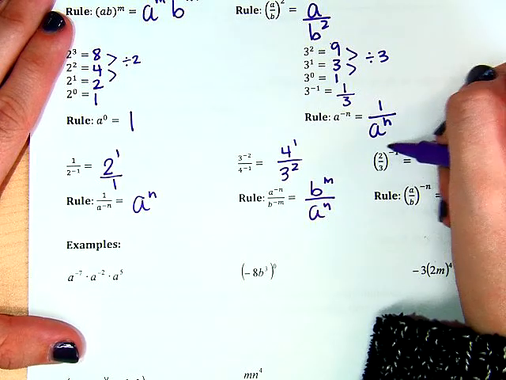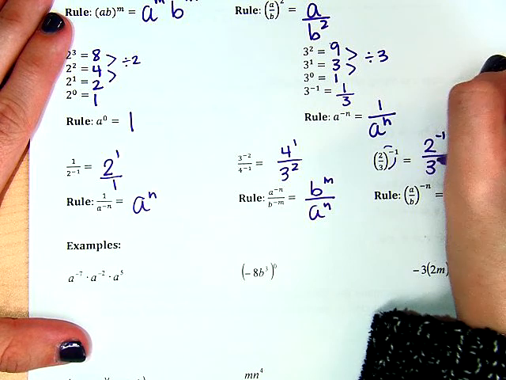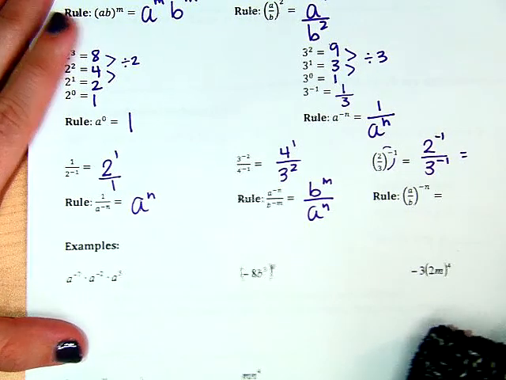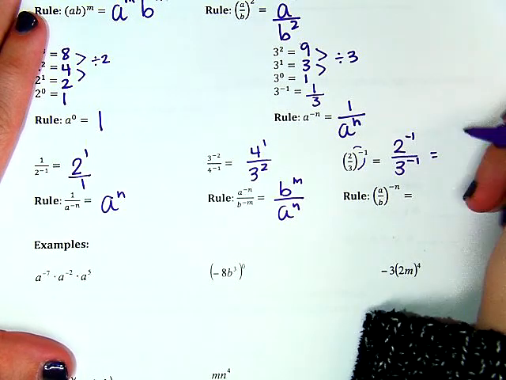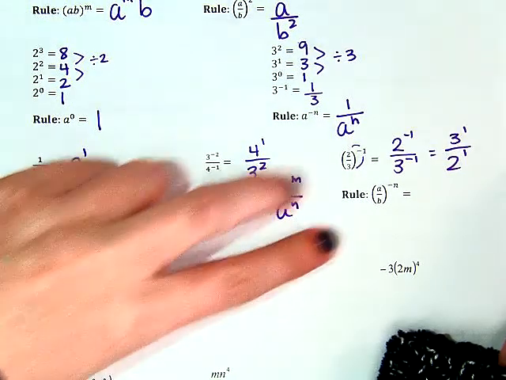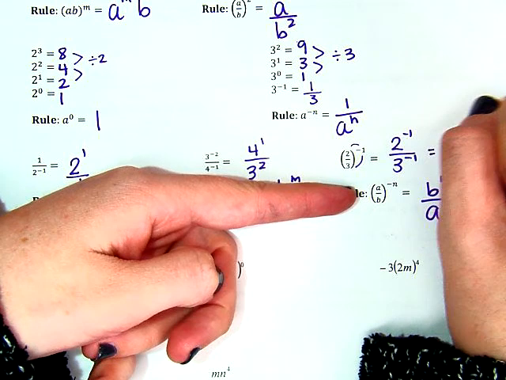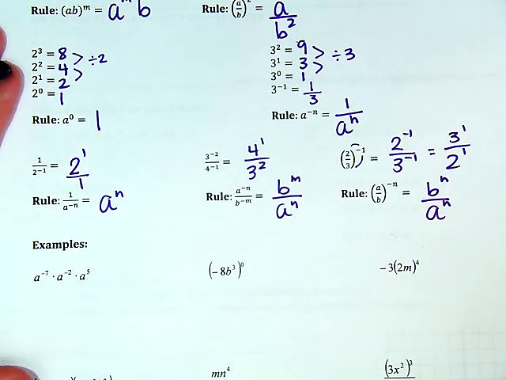And then this one, you're distributing that negative 1 to both of them, so it's 2 to the negative 1 over 3 to the negative 1. Then any negative exponent gets flipped, so it's really 3 to the 1 over 2 to the 1. So really what we're doing is flipping it. We're going to flip this, b to the power of n over a to the power of n.